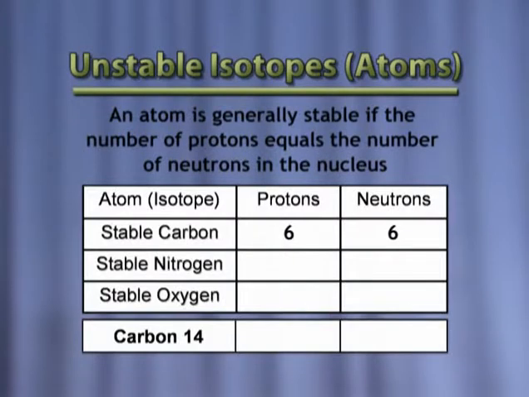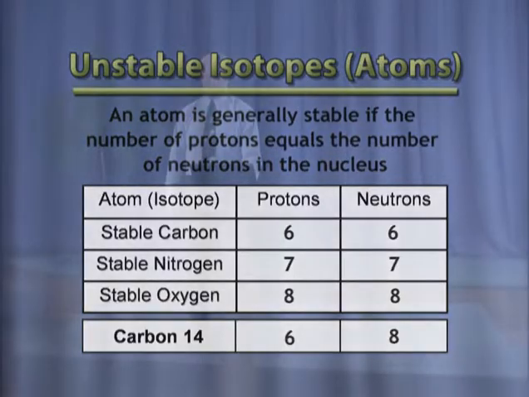We have stable nitrogen, 7 protons and 7 neutrons. All types of nitrogen have 7 protons. Then we have stable oxygen, 8 protons and 8 neutrons. All types of oxygen have 8 protons. But then there is carbon-14, an unstable isotope. It has 6 protons and 8 neutrons.